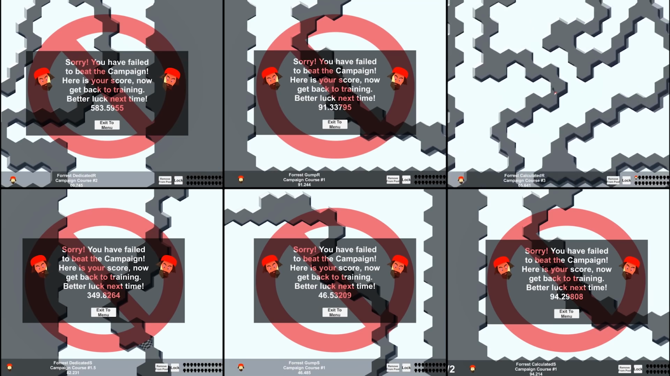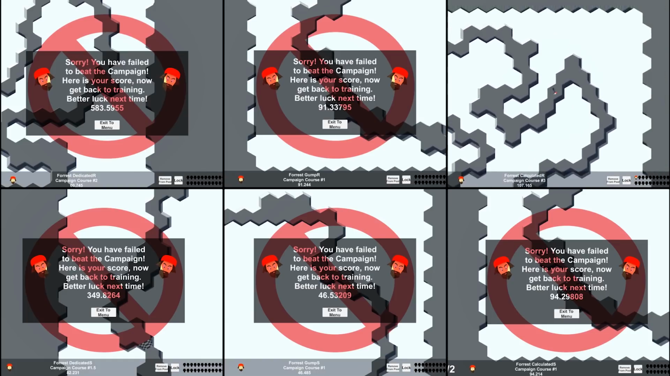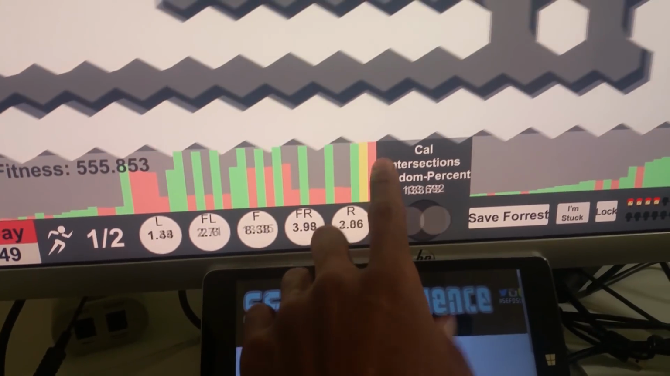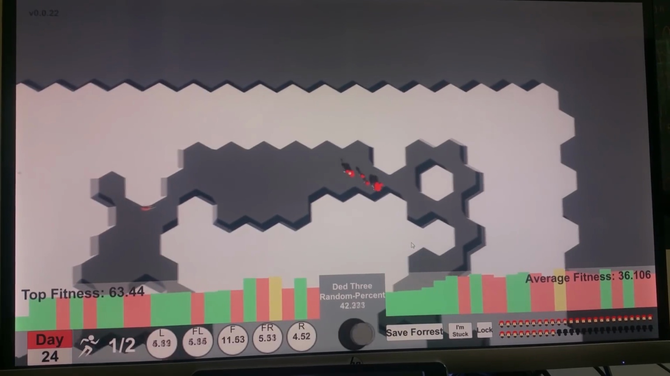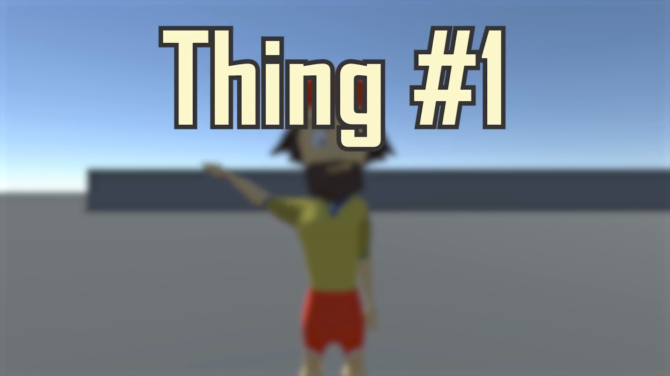We set out to train Forrest to become the Any Course Running Master, completing all 5 courses in the campaign, but we failed. But why did we fail? Well, here's my best analysis on the situation. After doing hours and hours of training for this project, I think there are 7 possible things that could be to blame. Thing number 1.